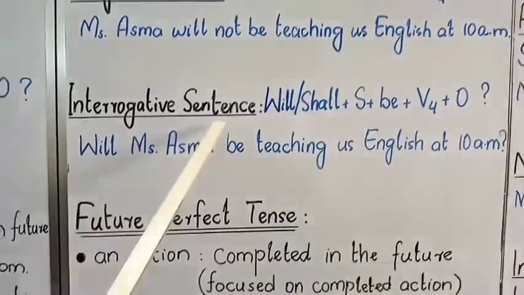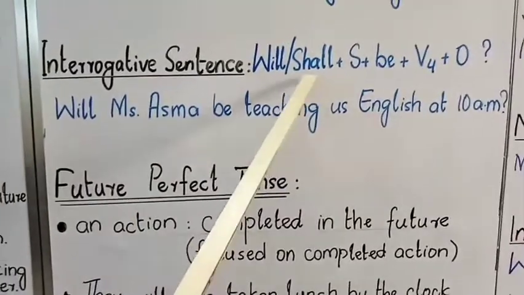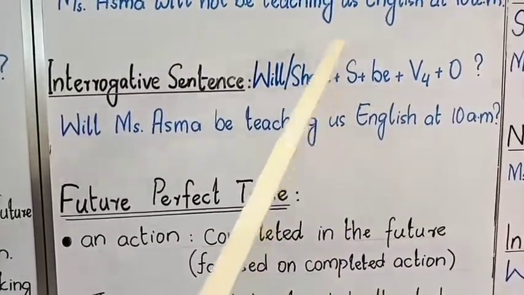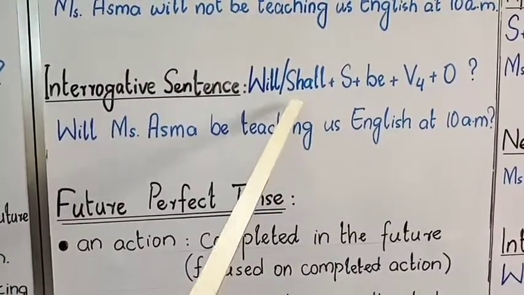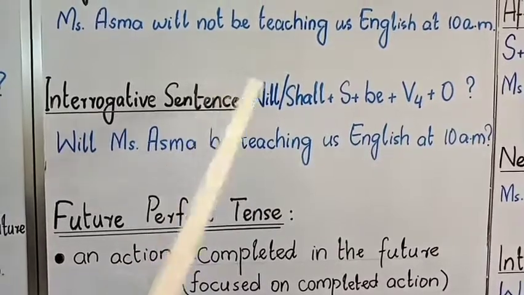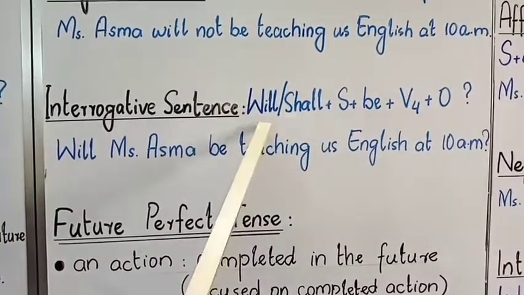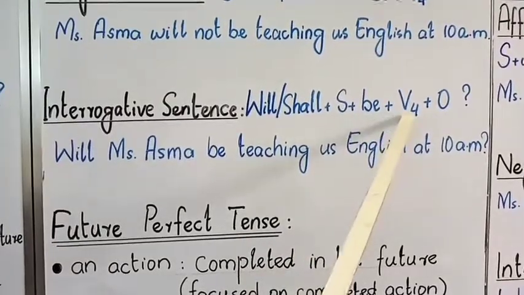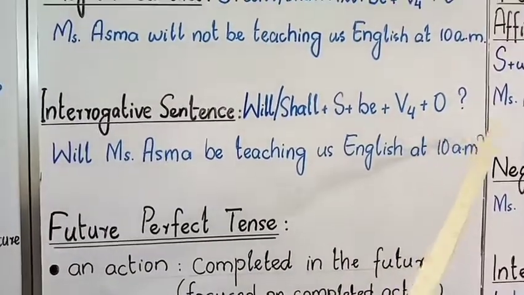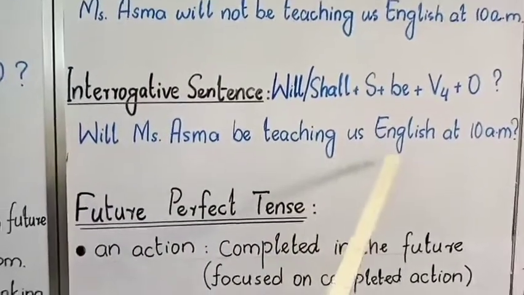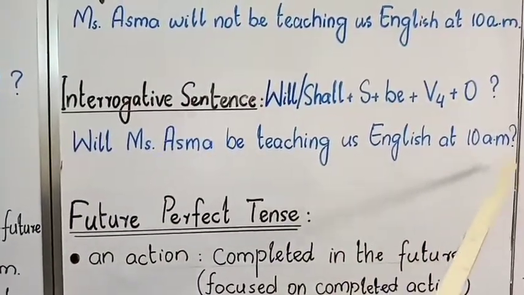For interrogative sentence, you can see that there are two helping verbs, will or shall and be. But will and shall will come out for interrogation, and this is for all future tenses. So will or shall plus subject plus be plus V4 plus object, question mark. Will Miss Asma be teaching us English at 10 a.m.?